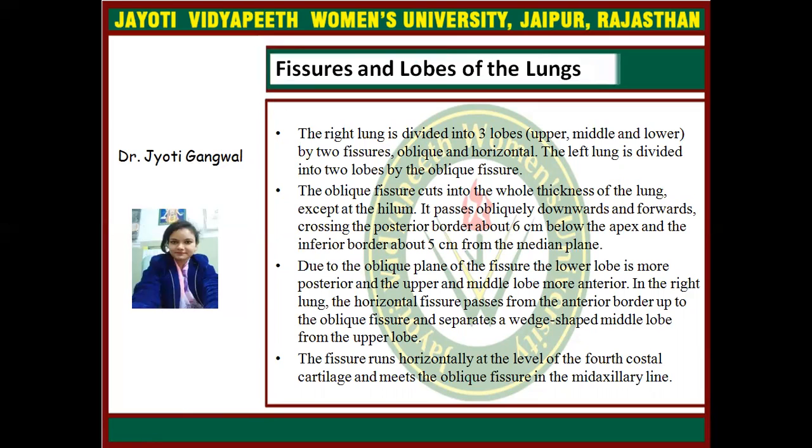Due to the oblique plane of the fissure, the lower lobe is more posterior and the upper and middle lobes are more anterior. In the right lung, the horizontal fissure passes from the anterior border up to the oblique fissure and separates a wedge-shaped middle lobe from the upper lobe. The fissure runs horizontally at the level of the fourth costal cartilage and meets the oblique fissure in the mid-axillary line.